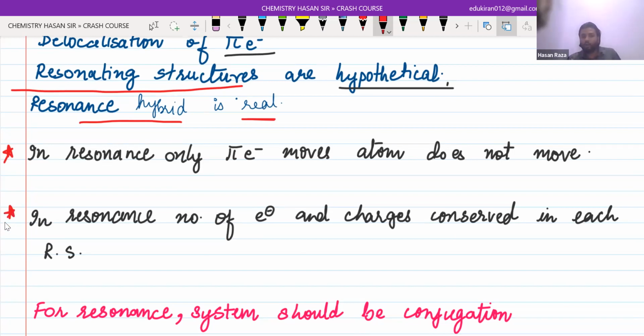Also remember that this is very important. In resonance, total electrons are conserved, and the charge is also conserved. If in a resonating structure you have total charge neutral, then in another resonating structure you will have total charge neutral if you add them. And if in a resonating structure there is plus one charge, then in another resonating structure there will be overall plus one charge. Is that clear?